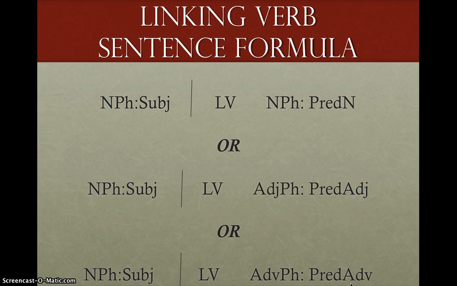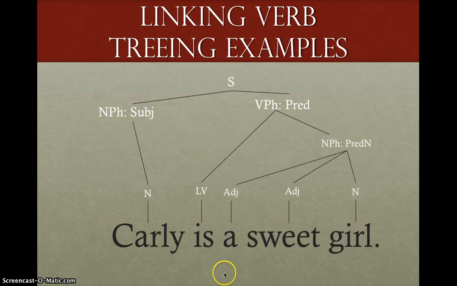Now, this might not make a whole lot of sense yet, but let's take a look at some examples. Okay, Carly is a sweet girl. Well, this is a form of the word to be, so we know it's a linking verb. And it's saying that Carly equals a sweet girl. Now, what I want to point out to you is what we're really describing Carly as is a girl. You might think that we're calling her sweet, which is important here, but the main word, the ending word, the big idea that's happening here is a noun. So we have Carly as the subject.